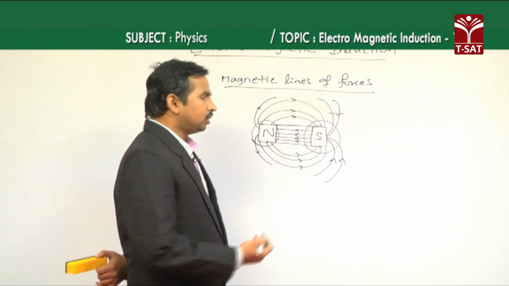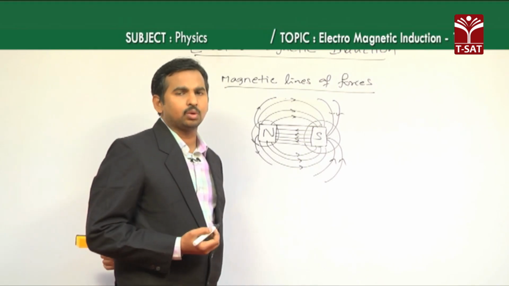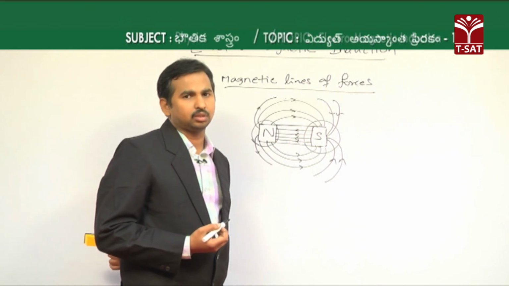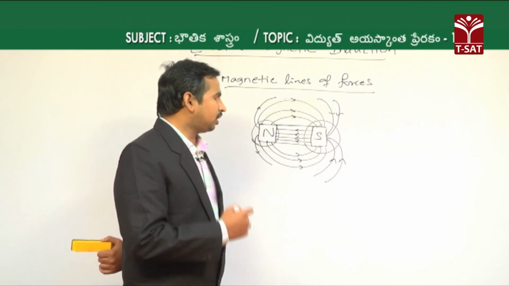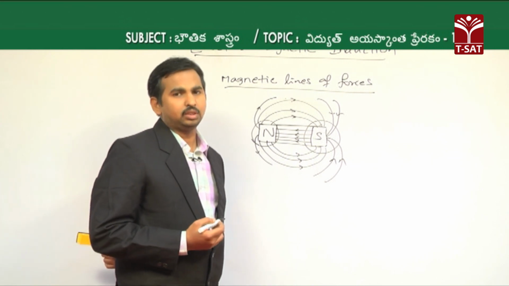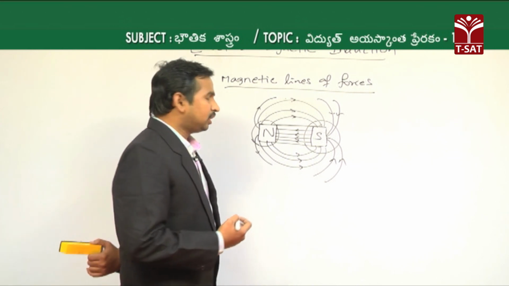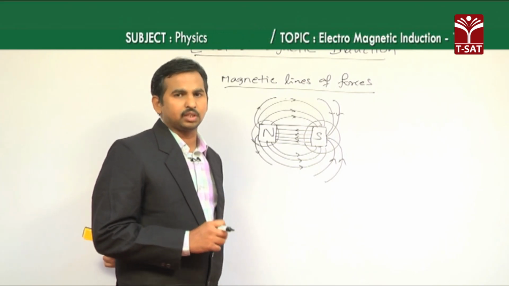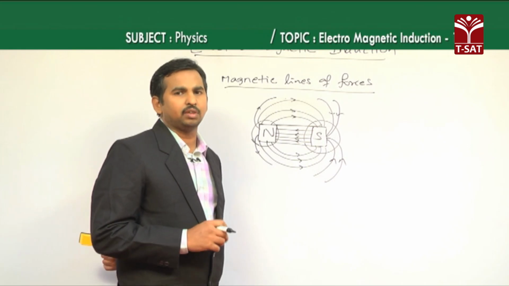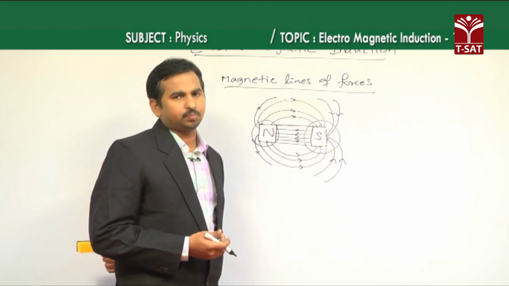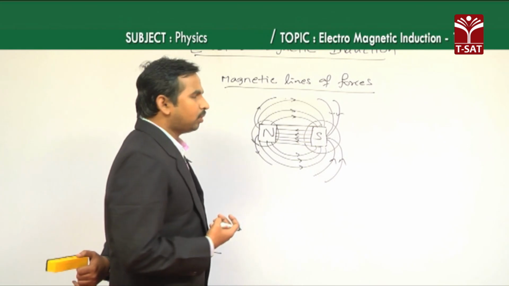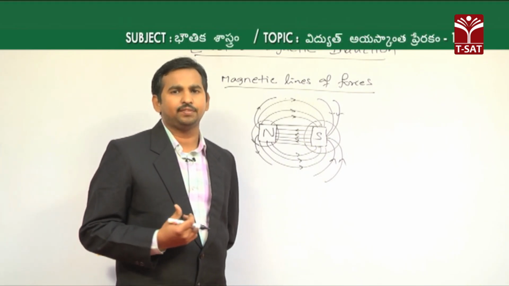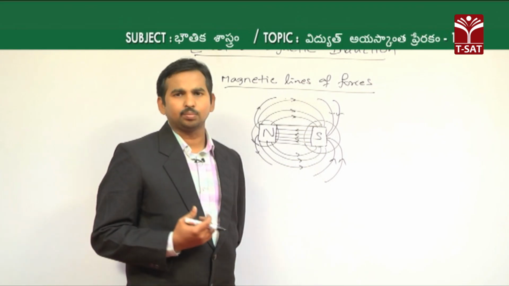And not only that, you already know that these are closed curves, starting from the north pole and ending back onto the north pole here, and all are going parallel to each other. Also, at the point where we have more lines, we have more magnetic field strength, which means that the number of magnetic lines of force is directly proportional to the magnetic field strength at that particular point.